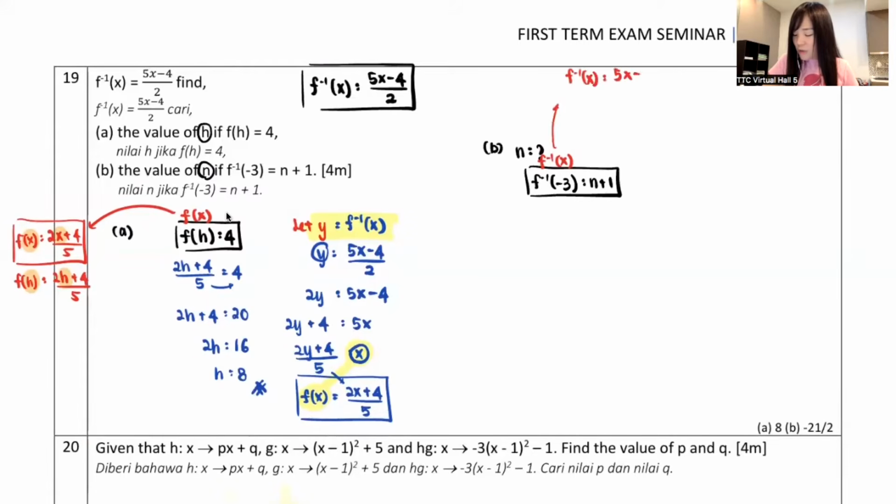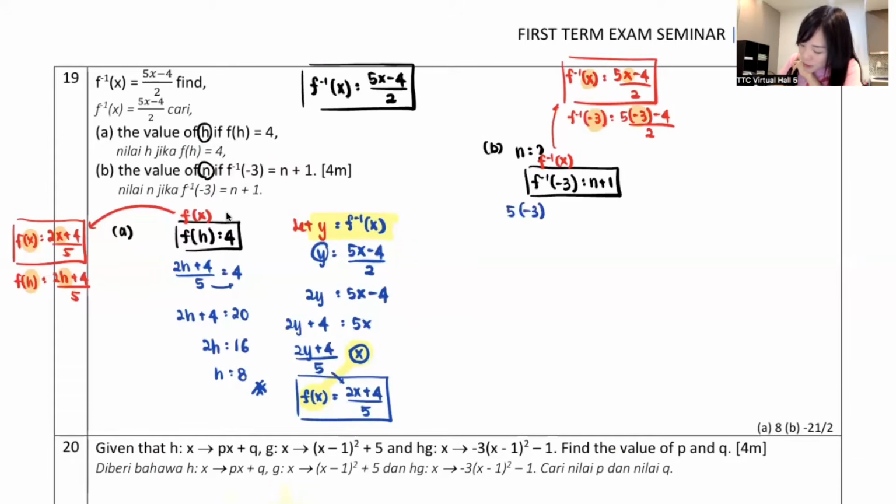Yes. The question gives you originally 5x minus 2 over 4. Saw it? And now what you want to do is f inverse of negative 3. So look carefully, your x becomes negative 3, then my x also becomes negative 3. This x also becomes negative 3. So my left-hand side, I'll write 5 times negative 3 minus 4 over 2 equals n plus 1. I think the left-hand side is all numbers. If I'm you, I'll press the calculator. 5 bracket negative 3 minus 4 divided by 2.